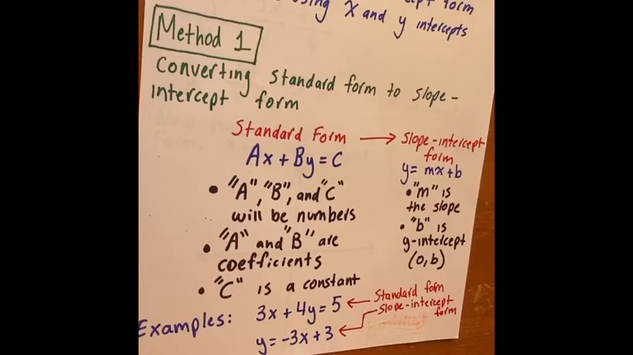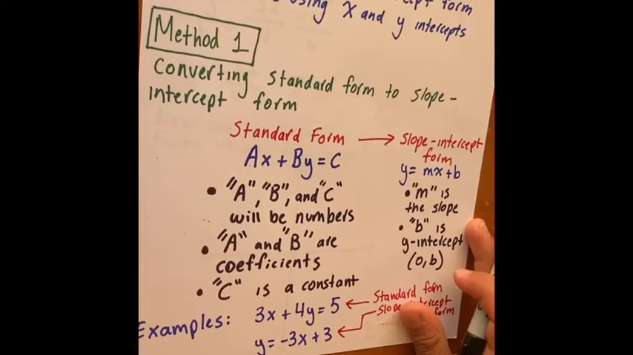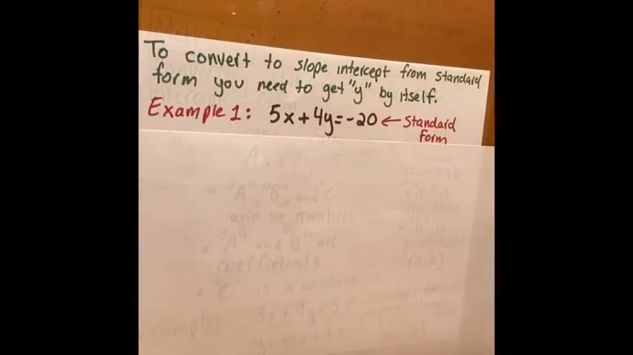Y equals negative 3x plus 3. I know that equation is in slope-intercept form because we have the y by itself on the left-hand side, and we have negative 3x is the slope, mx, and we have 3, which is the b value.